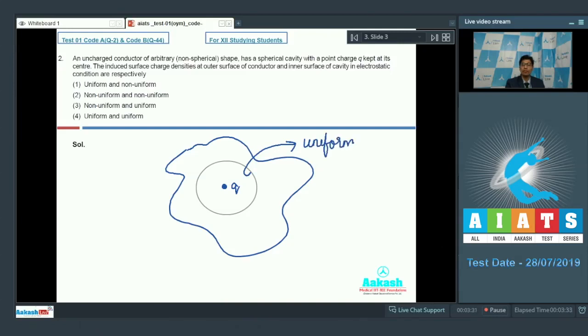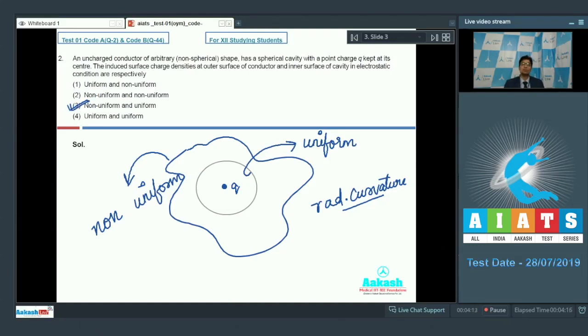Now dear students, since the outer surface of the conductor is non-spherical, which means that the radius of curvature of the outer surface of the conductor is different at different points, therefore the surface charge density will be different at different points on the outer surface of the conductor. Therefore the surface charge density on the outer surface will be non-uniform. Now dear students, therefore the correct answer for this particular question should be option number 3.